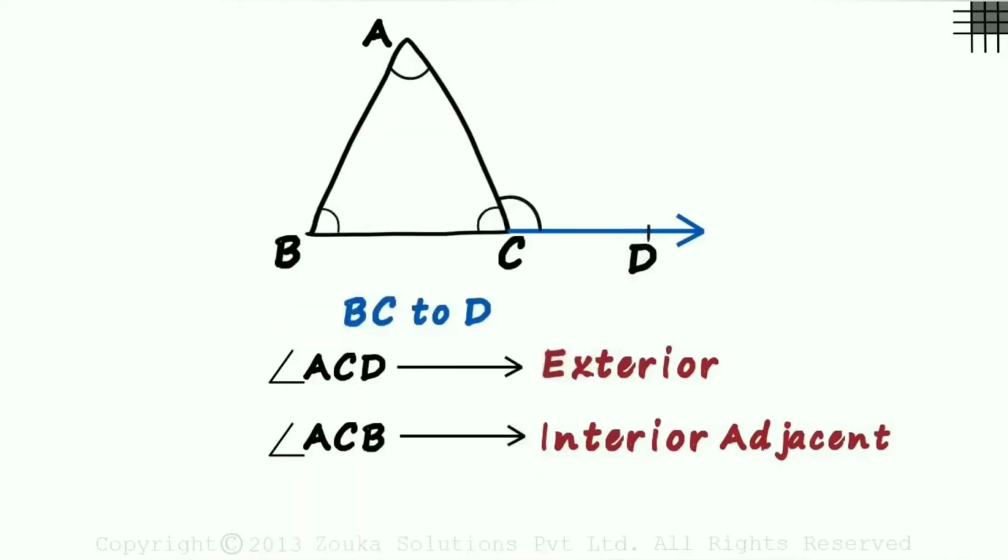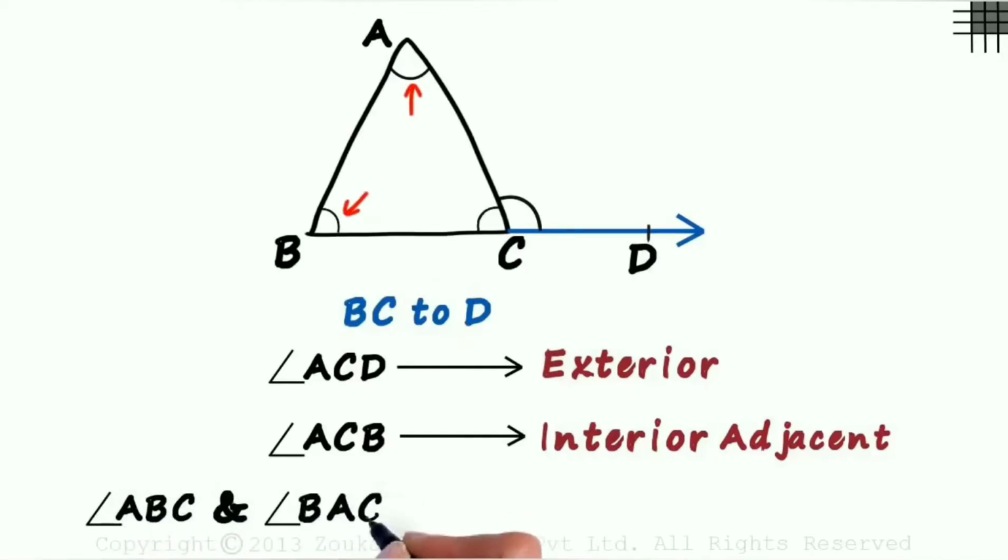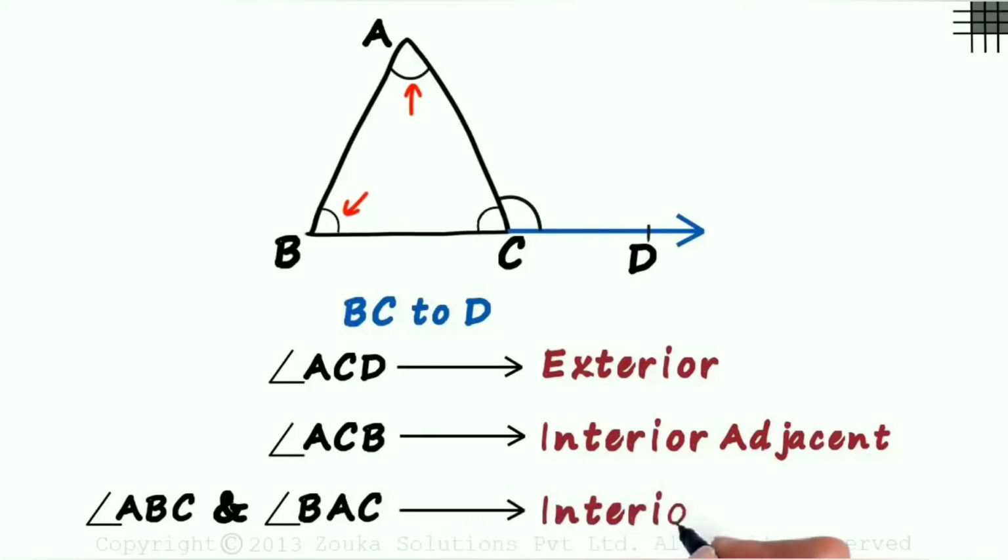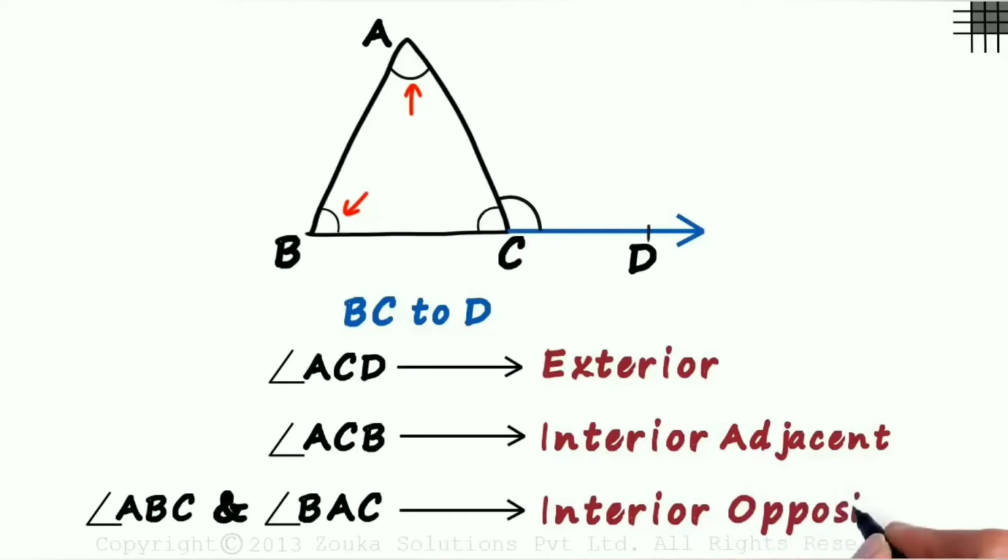What about the other two angles, angle ABC and angle BAC? They too are both in the interior region of the triangle, but they're not adjacent to the exterior angle. They are called interior opposite angles. Let's try to derive an interesting relation between the exterior and the interior opposite angles.